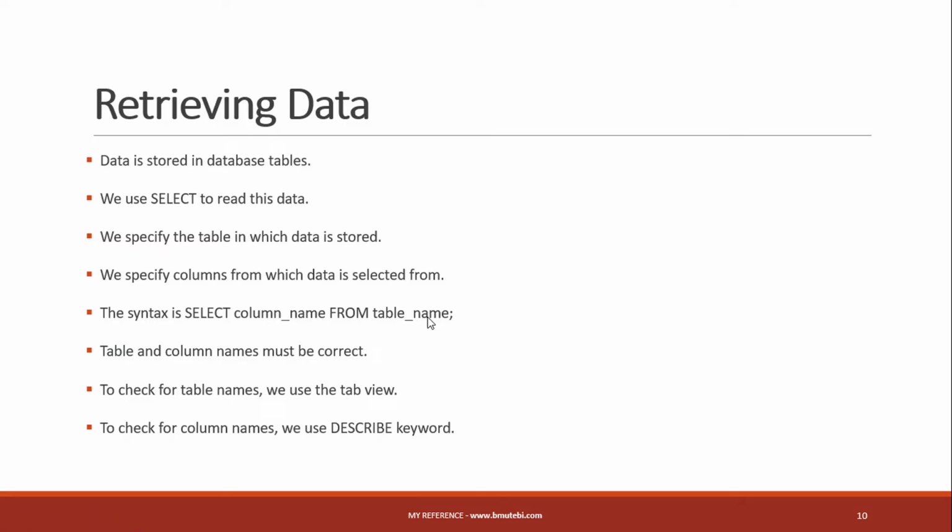Table names and column names must be correct. To specify the column names, we need to confirm the table name before we begin working. To check for the table name, we use the tab view in Oracle. We don't need to worry about views right now; we shall look at them later in the session. To check for the column names, we use the describe keyword. We are going to see all these in action.